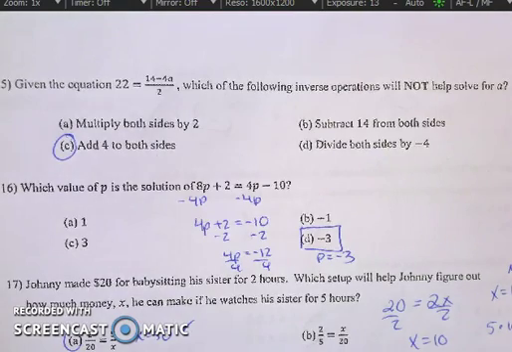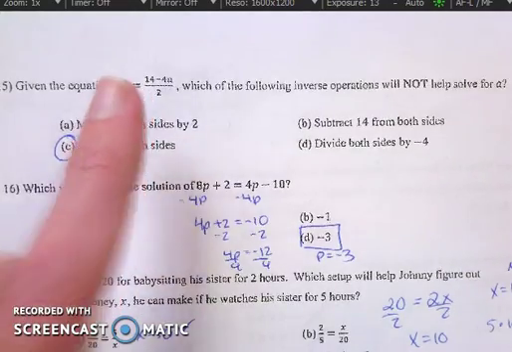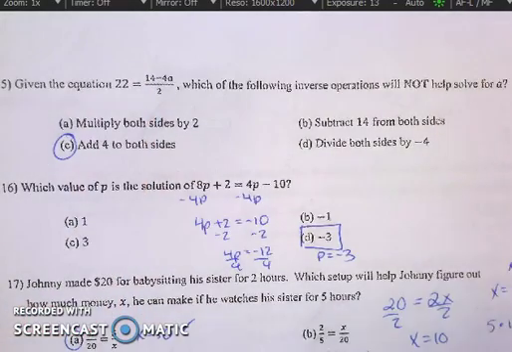Given this equation, which of the following inverse operations will not help solve? Well, if I add 4 to both sides, it's not going to cancel anything out. When we do inverse operations, we hope to move things from one side to the other, which means getting rid of something on one side. And 4 would not do that by adding it.